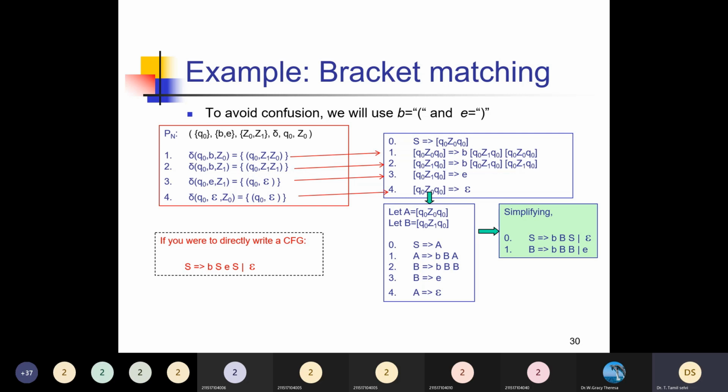Finally, after simplifying this, we will be getting S tends to small b capital B S, otherwise epsilon, and B tends to small b capital B, otherwise epsilon. Okay, this is the conversion of the given PDA into CFG.